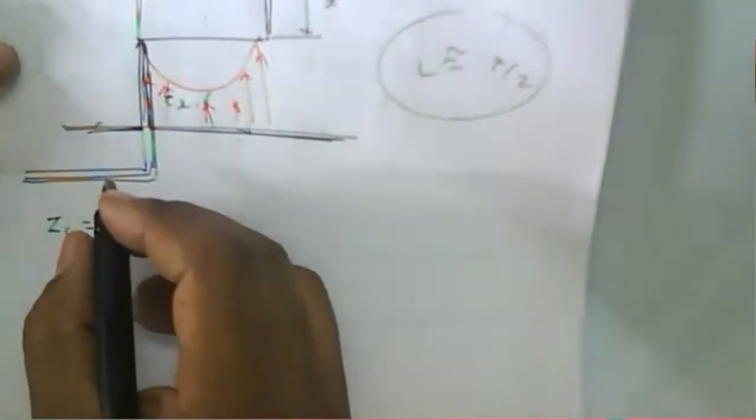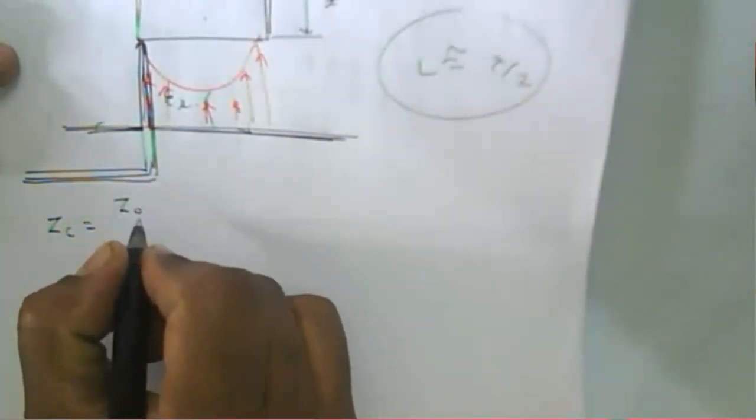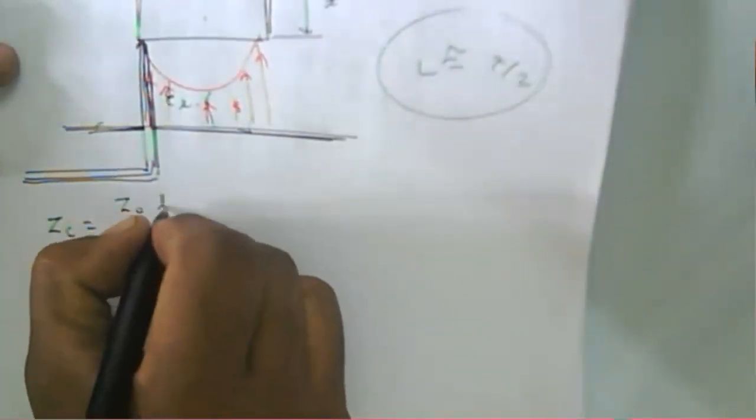Generally, we say that the characteristic impedance of the patch depends upon Z0, where T is nothing but the thickness, and this one is nothing but the length of the wire, or the length of the patch.